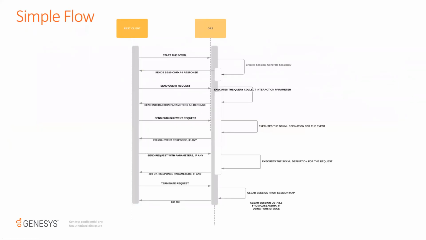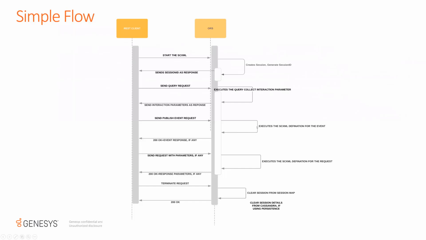So let's see how it actually happens if all these services are used in a particular single session. From your REST client, to start an SCXML session, we send a start service, which creates your session, generates your session ID, and sends the session ID as a response. Then if you want to get the interaction data, you send a query request, which executes your query, collects your interaction parameters, and sends them as a response. When you send a publish event request, it executes the SCXML definition for the event and sends 200 OK plus an event response if there is any. When you send a request with parameters, it executes the SCXML definition for this request and sends you the response parameters and 200 OK.